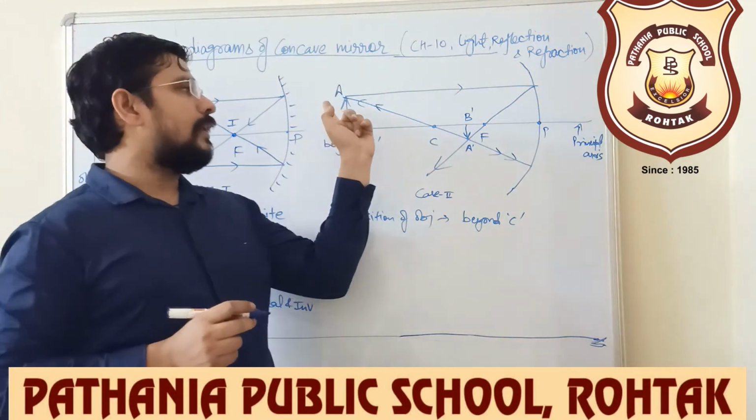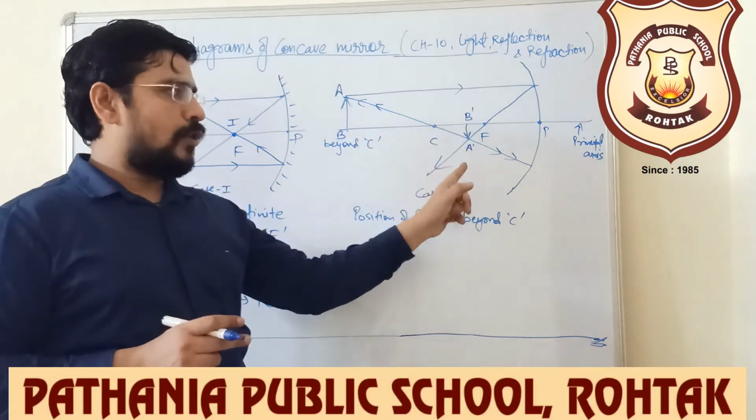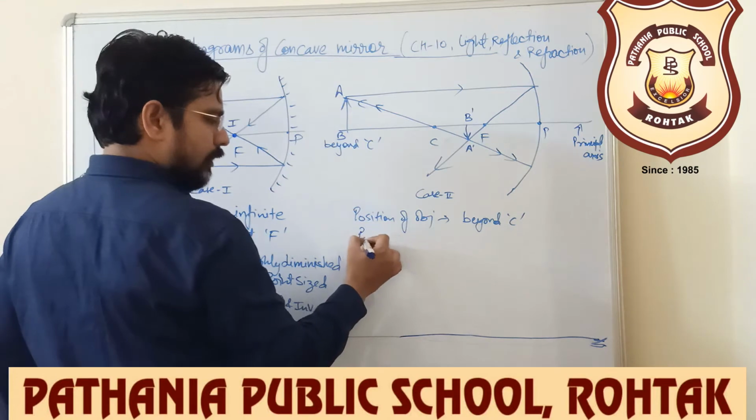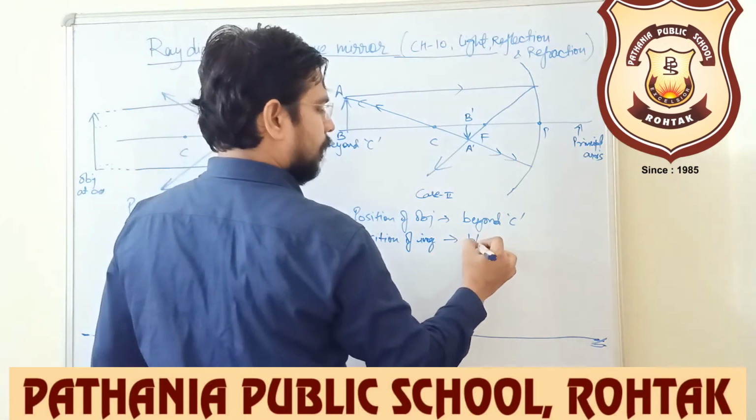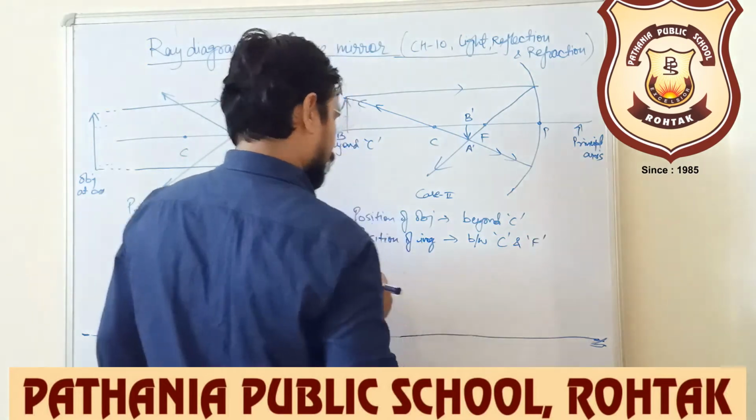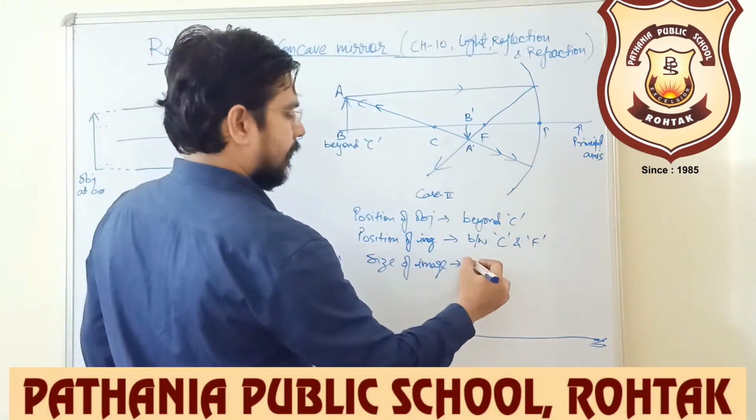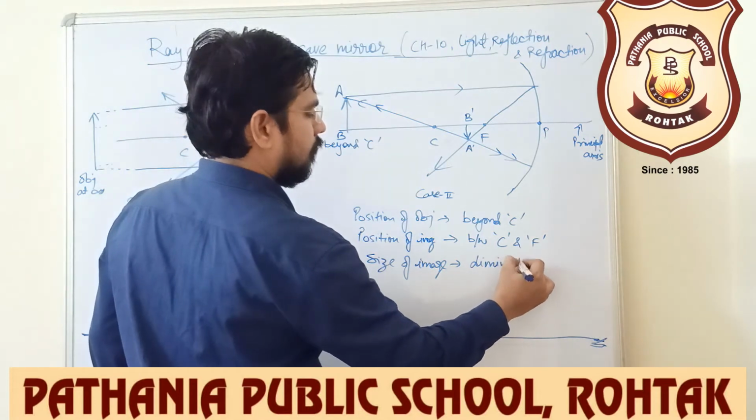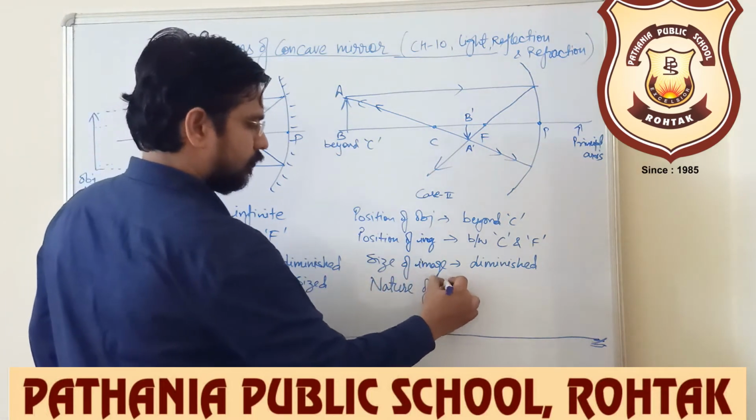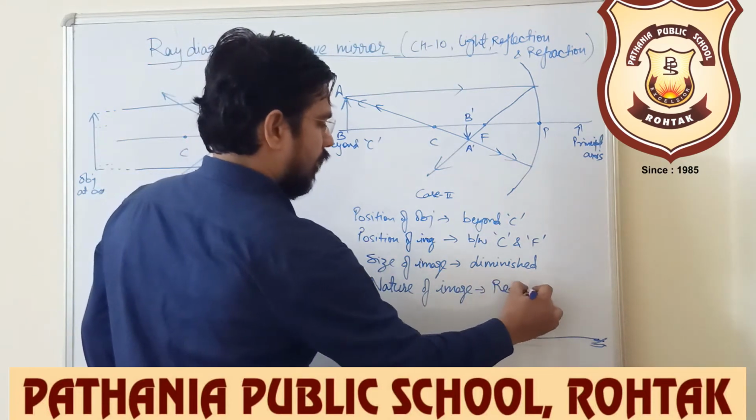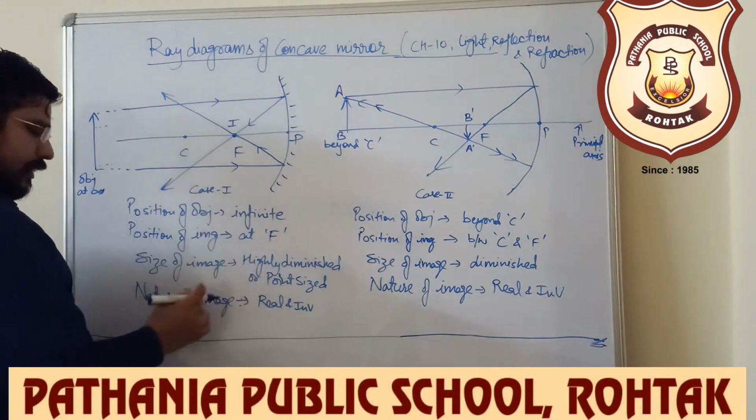As I was telling you, if the rays of light are actually meeting after reflection, then the image formed is a real image, and a real image is always inverted. So now we can write the position of image here. Position of image is between center of curvature and focus, and size of image is diminished because it is smaller than the size of object. So nature of image is real and inverted.